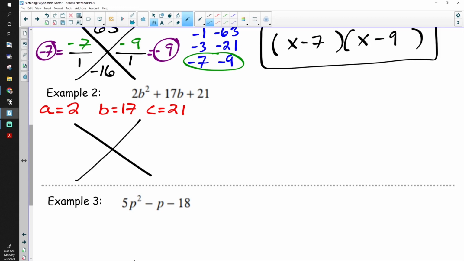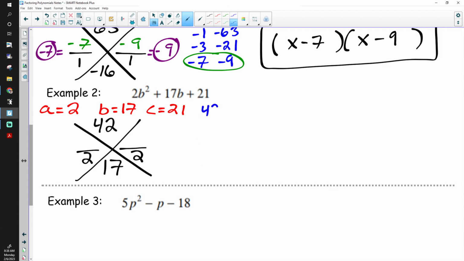Hey, what did we put on top? A times C was 42. And what do we put on the bottom? And this time, what are we going to divide both sides by? Beautiful. Okay, now the fun part. We need two numbers that multiply to 42 and add up to 17.